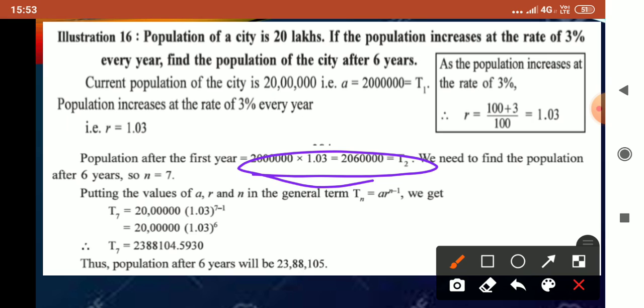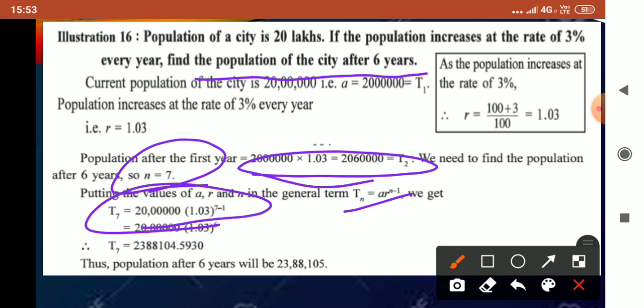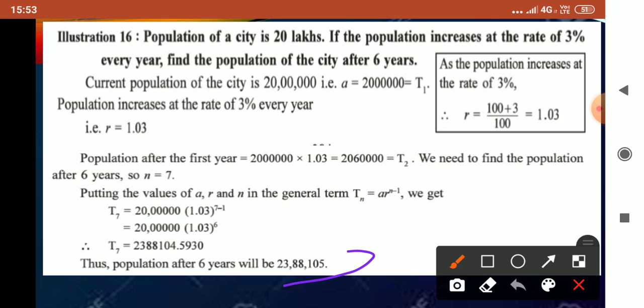Now what is the n? Find the population of the city after 6 years. After 6 years means my n will be 7. So by using the general formula, in this method, we will find the population of the city. A person cannot be a decimal, so we have to round it off. So 23,88,105 is the population of the city after 6 years. So after 6 years, this many people live in the city. In this way, you can solve this type of sum.